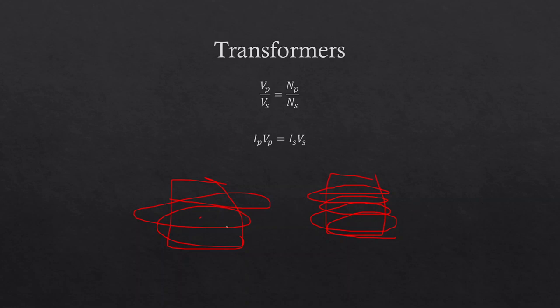However, if it's a step up transformer, then there'll be more turns on this, meaning that the voltage on this will be greater, meaning that the current on this will be lower. And if it's step down, then the voltage on this will be lower, current on this will be higher.